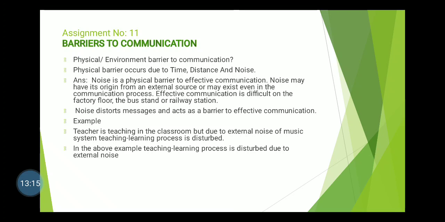Noise, distance, time and physical fitness also. These are the four factors of communication which cause physical barriers, the environmental barriers. Effective communication is difficult on the factory floor, the bus stand and the railway station. Noise distorts the message and acts as a barrier to effective communication. For example, the teacher is teaching in the classroom but due to external noise of a music system, the teaching-learning process is disturbed. In the above example, the teaching-learning process is disturbed due to external noise.